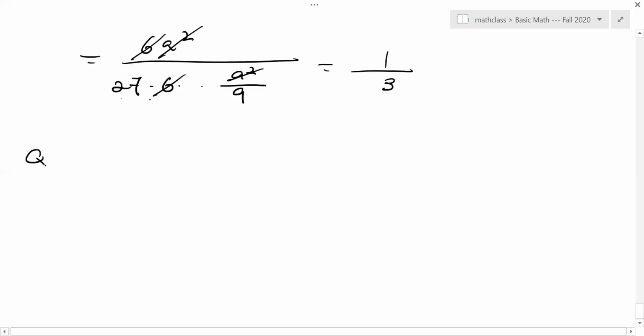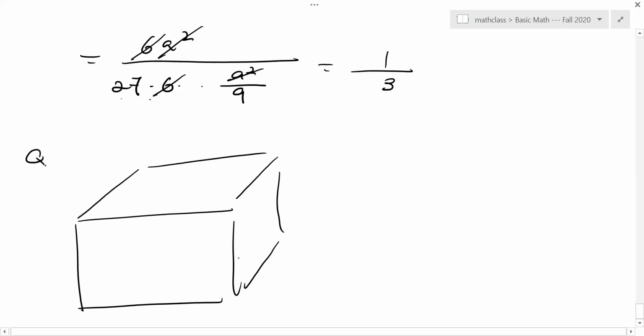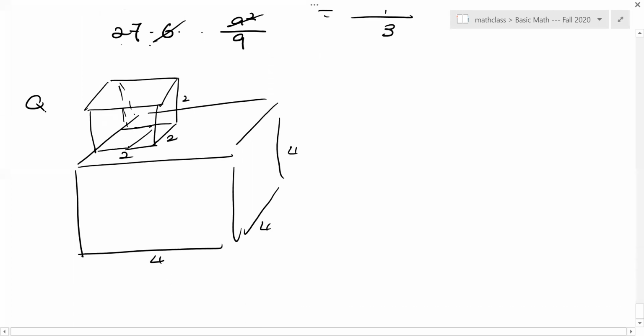Okay, let's find out the total surface area of this. I'm going to put a cube 4 by 4 by 4, and here, how can I draw it? It's harder to draw. That will be 2, 2, and 2. These 2 cubes are glued together.